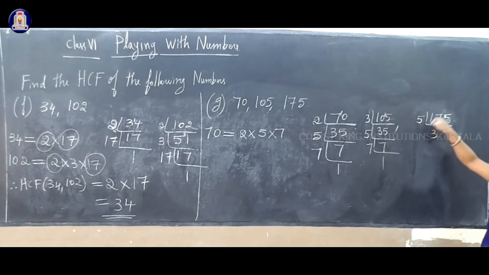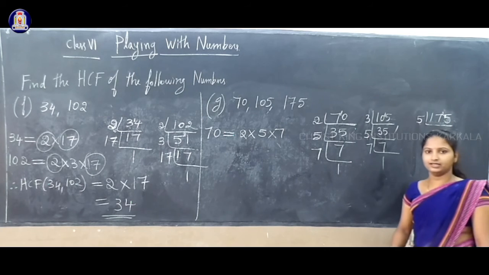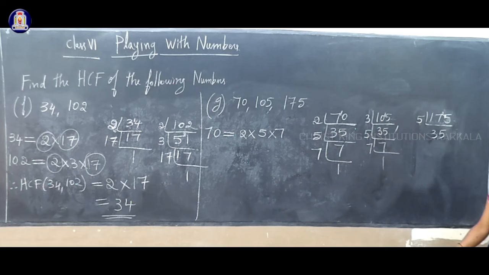5 3s are 15, and in that 2 remaining, right? So we get 25. Now 5 how much are 25? 5 5s are 25. So 5 divides 175 completely, without leaving any remainder. There should not be any remainder.